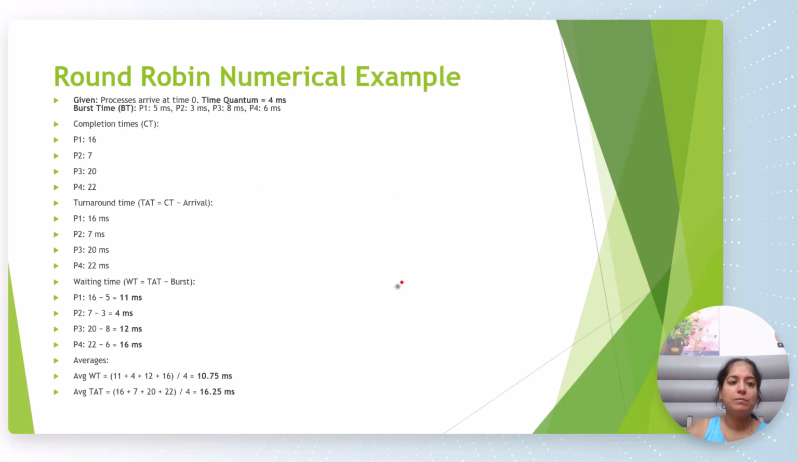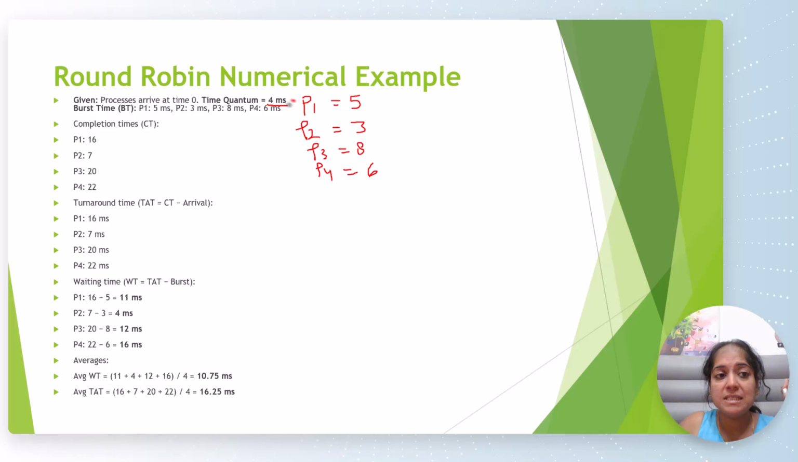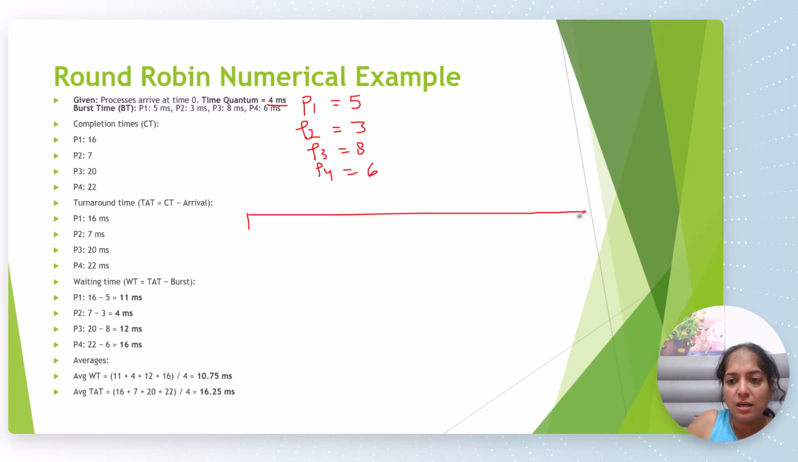How to perform it? Let's see an example. Let's say we have four processes, P1, P2, P3 and P4. Just look carefully. The burst time for P1 is 5, for P2 is 3, for P3 is 8 and for P4 is 6. And my time quantum, time slice, is 4 milliseconds. That means each process will be executed for 4 milliseconds. Now let's draw the Gantt chart.